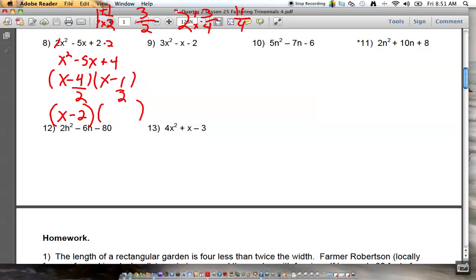Ready? 2 times x minus 1. So this becomes 2x minus 1. And those are the factors: 2x minus 1 times x minus 2.